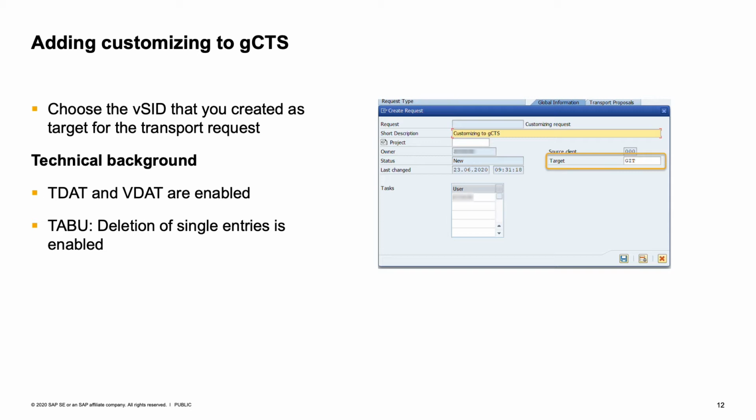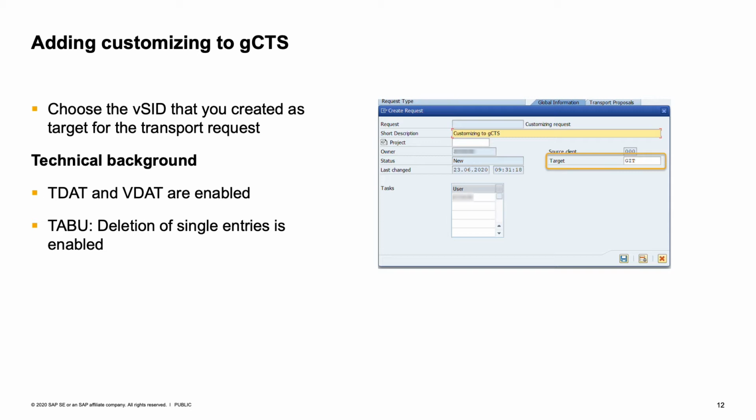When you configured GCTS, the repositories, you were asked to define a virtual SID. So this is a non-ABAP system from a TMS perspective. And this virtual SID is now what you need to enter as a target in this customizing transport request. If you use this request or this target for a request, you would then see the results or the objects when you release the transport request in the repository on the Git side.